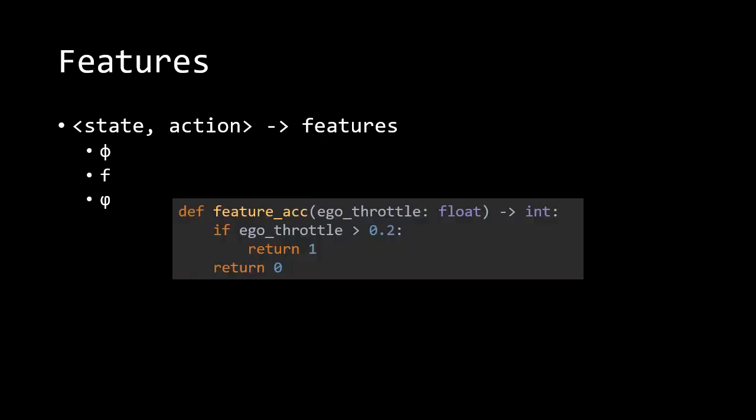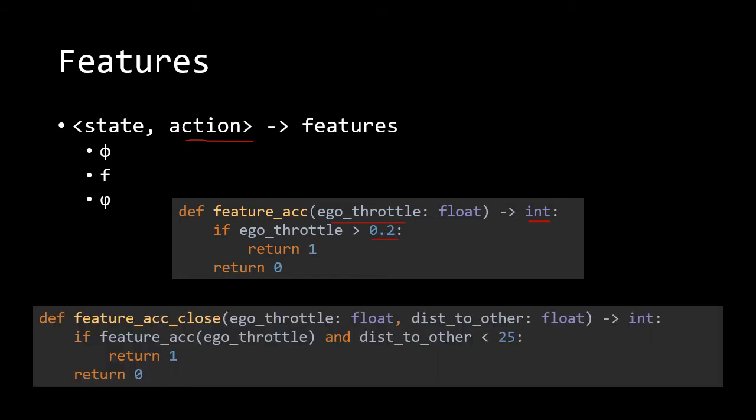You take these two pieces of information. So let's imagine in this case, the ego throttle here is just one element of the action, so you don't actually use the state. This is the input of your function, and you return a scalar. In this case, what you are doing is saying, I apply a threshold, 0.2. If the throttle value is above that, I return 1, otherwise I return 0. It's just extracting information from this state action pair.